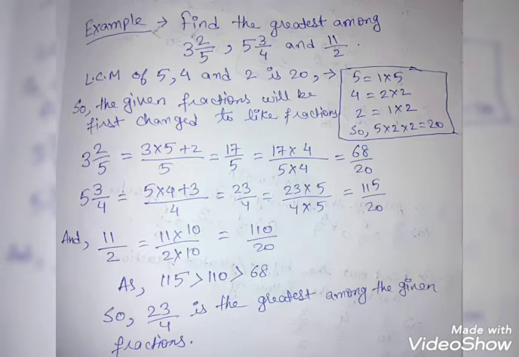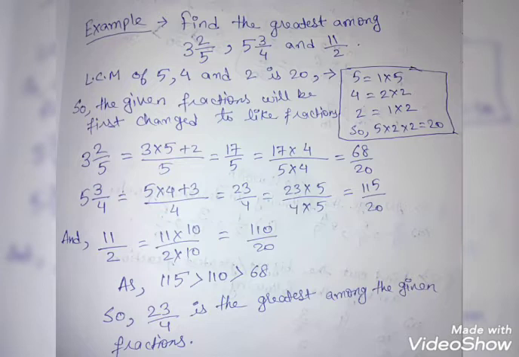If we take the LCM, on the right hand side of the screen you can see how I have taken the LCM. For LCM, that is the lowest common multiple, first of all we have to write the factors of the numbers. 5 equals 1 into 5. 4 equals 2 into 2. 2 equals 1 into 2. Now remember, here we will take the factors which are repeated only once, and the factors which are repeated more than one time, we will take only one time.